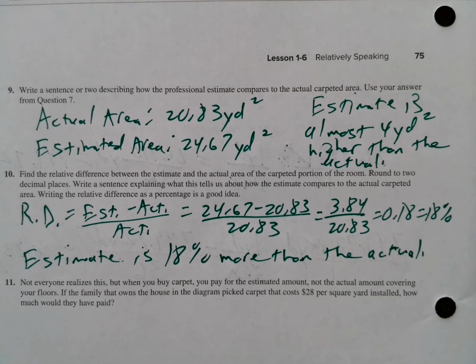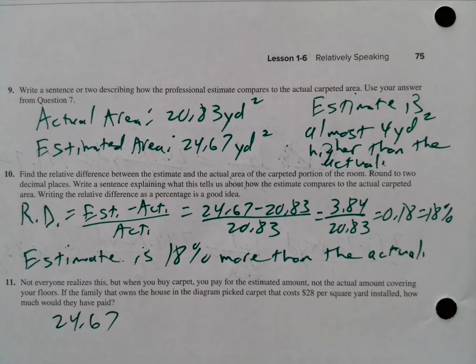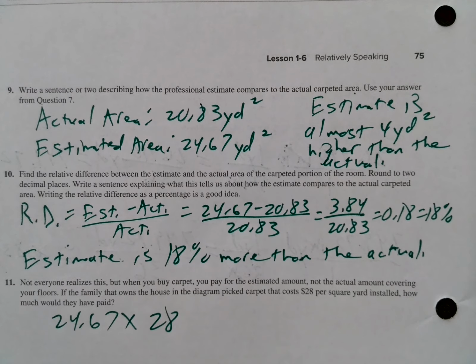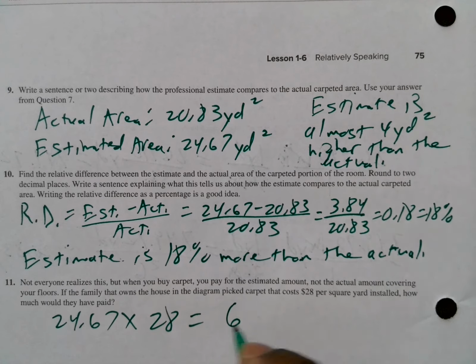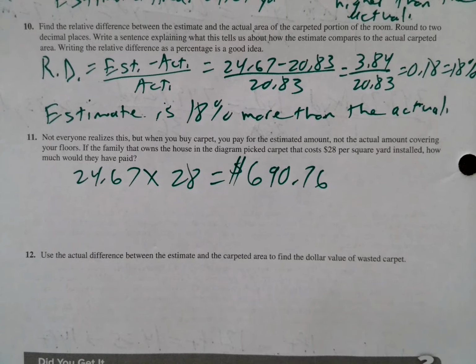Number 11. Now, everyone realizes this, but when you buy carpet, you pay for the estimated amount, not the actual amount covering your floors. If the family that owns the house in the diagram picked carpet that costs $28 per square yard installed, how much would they pay? So if we took the estimate, which is 24.67, and multiplied it by 28 per square yard, that would give us $690.76. That's how much it would cost us to carpet using the estimate.